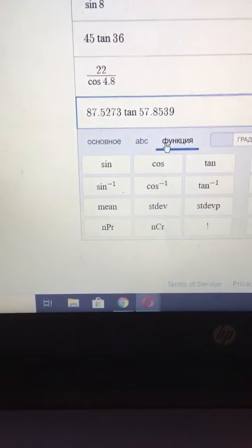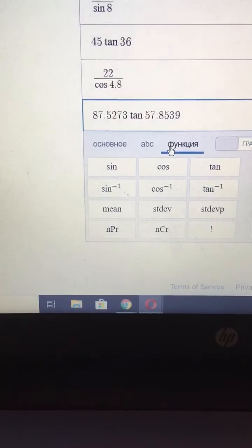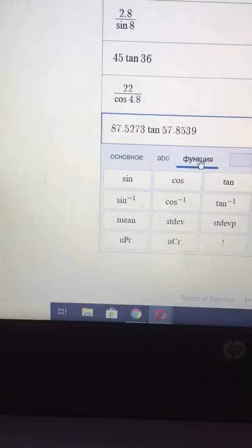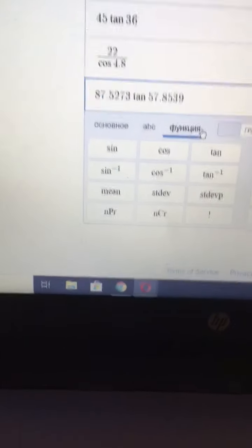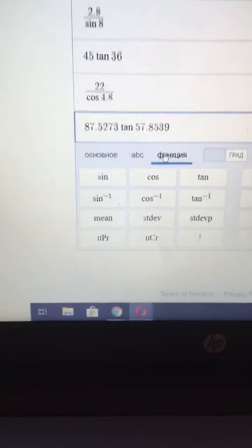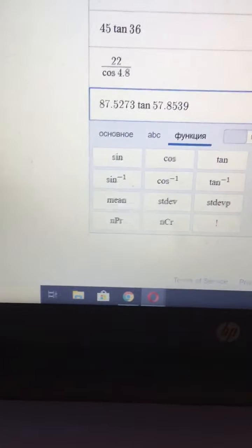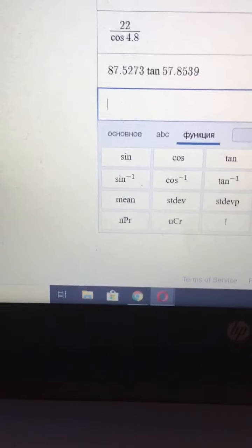I could try to say that in Russian. I don't know. It would be funkcja. Funkcja stands for functions. Makes sense. That's nice to know, I learned something else too.